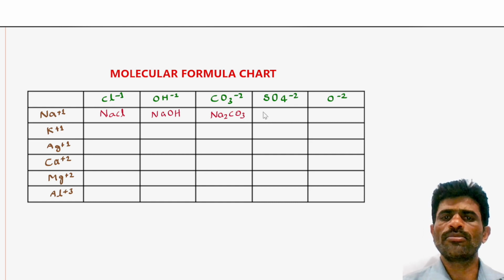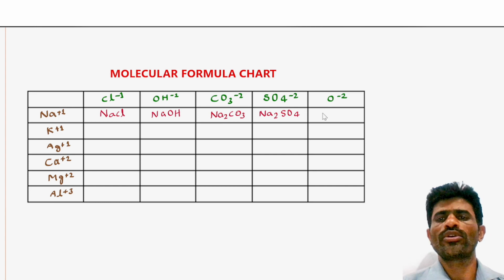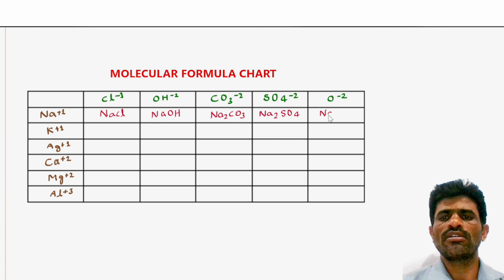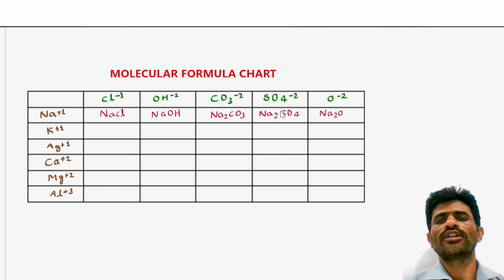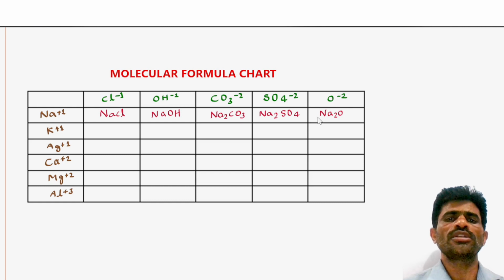Sodium sulfate, it is similar to sodium carbonate only. Sulfate valency is also 2, so 2 should be multiplied to Na, so it will be Na2SO4. This is what? Sodium sulfate. Now similarly, next is what? Sodium oxide. How do we write sodium oxide? Same method. Na, valency of oxygen is 2, that should be multiplied to sodium, it will become Na2O, sodium oxide. So like this we can write sodium and different anions combinations. The method is to multiply valencies.